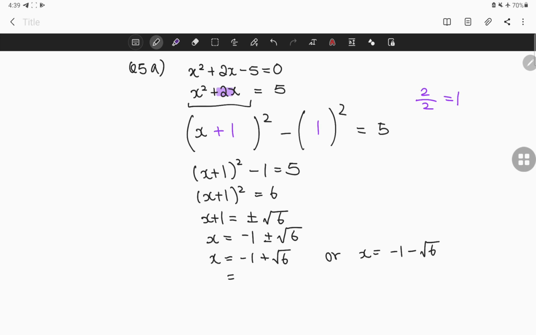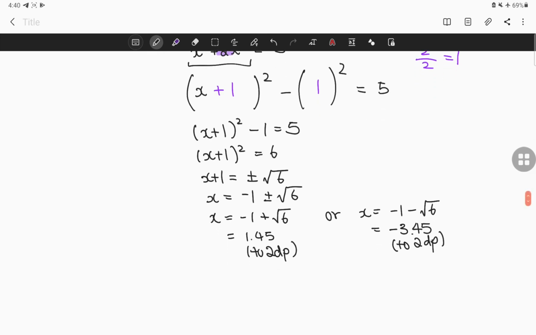So the one on the left hand side would give me 1.45, and it's rounded off to 2 decimal places because that is what the question asked for. On the right hand side, I would have negative 3.45. So to get 1.45 and negative 3.45, all you need to do is key them into your calculator. And this is rounded off to 2 decimal places as well. So this is how you solve question 5a using completing the square.